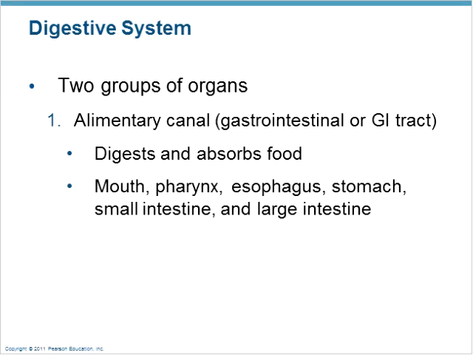The digestive system is really two groups of organs, and it's important to understand that as we go through the process, as we identify them. We have the organs that make up the alimentary canal, or the gastrointestinal tract, or the GI tract. There are all those terms. What they do is they digest and absorb food, and they include the mouth, the pharynx, the esophagus, the stomach, the small intestine, the large intestine. That's really the first group.